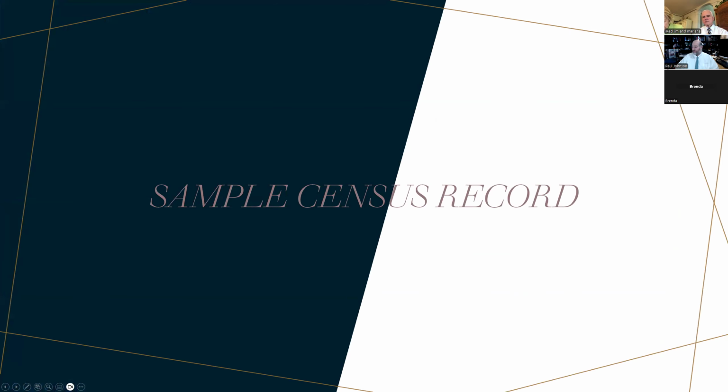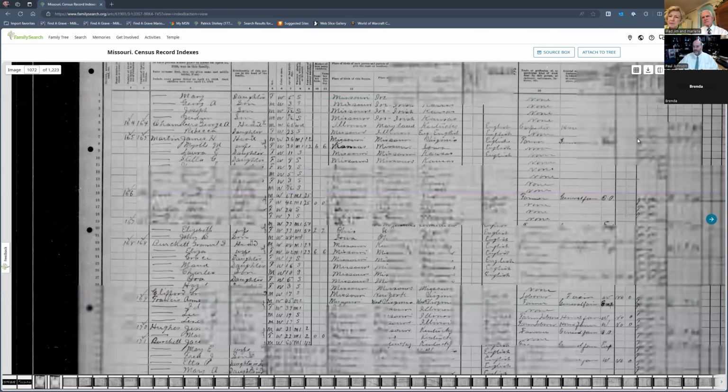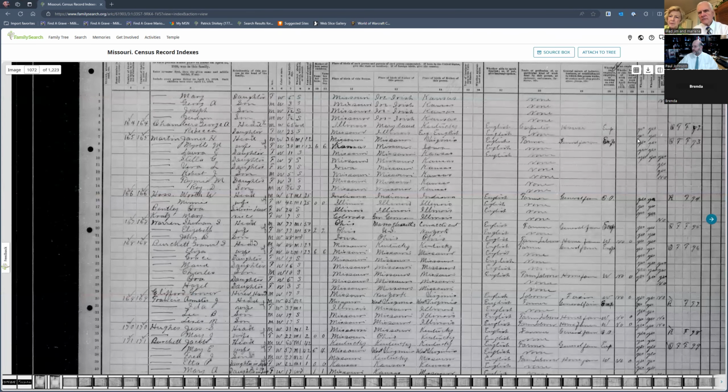So now I have a sample record that I brought up. So let me know, does that show up? Yeah. You see the record? Okay. Yeah. This is the 1910 census. It's a record for my great grandfather.